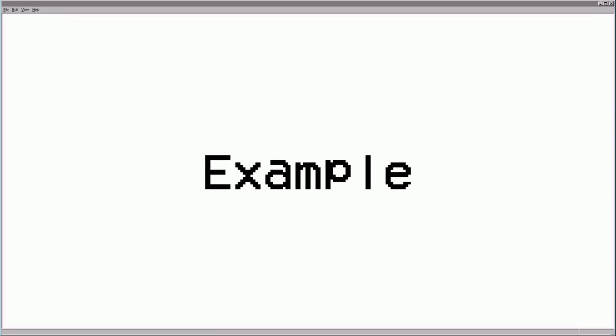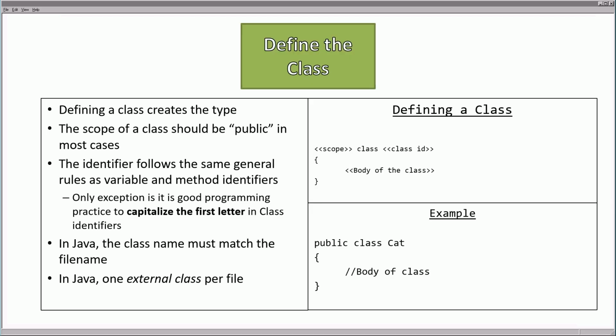Now, let's start creating a class. What we're going to do first is go over these steps and go back and forth from this to the code to demonstrate what's happening. So before we get to the code, let's look at the first step. When you define a class, this creates the type.